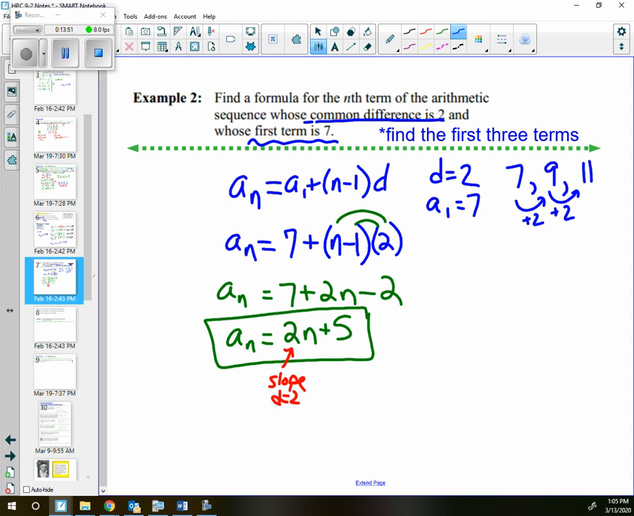Great. Could I also now go back and use the formula and say, okay, I already know A1. What is A2? Well, it'd be 2 times 2 plus 5. There's your 9. And A3 would be 2 times 3 plus 5. We have kind of multiple avenues to get there. If I'm just writing the sequence, this is great.